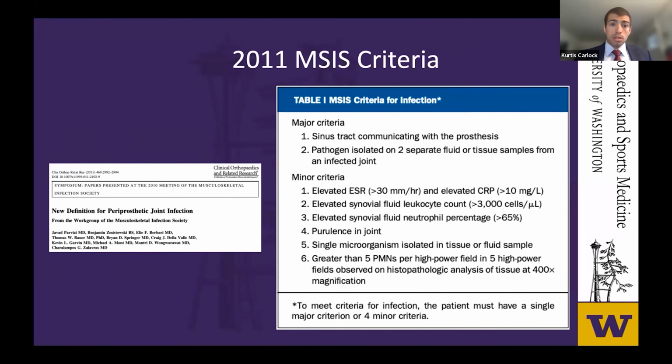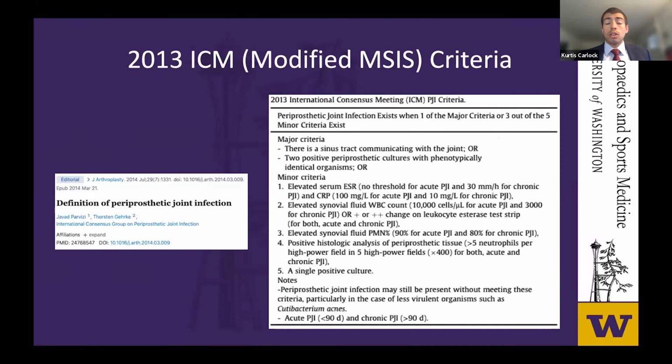So to address these shortcomings, this initial diagnostic tool underwent an update in 2013 with the release of the modified MSIS criteria. These updated criteria tried to address the shortcomings of the first iteration through a couple of means. First was trying to differentiate between those patients with acute versus chronic infection and introducing diagnostic quantitative cutoffs for each of the minor criteria between those 2, and removing some of what we at the time considered more crude tools, specifically the presence of purulence within the joint.